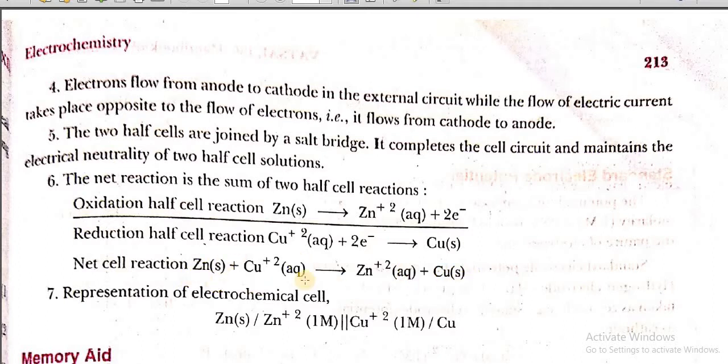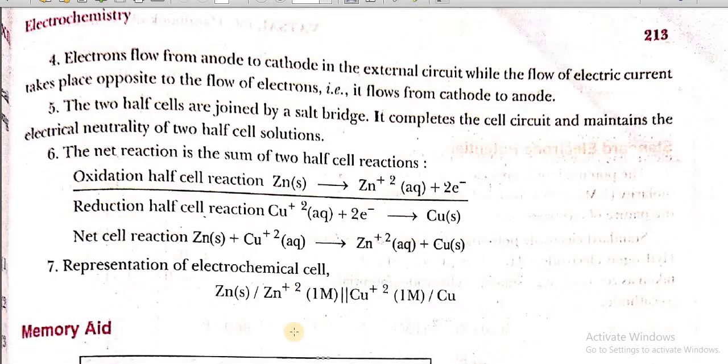Now this overall net reaction we can represent in an electrochemical sense. It is represented this way. On the left hand side, we have seen that the zinc anode is dipped in zinc sulfate solution. So Zn(s) means solid, dipped in zinc sulfate solution, that is 1 molar. And the double line represents the salt bridge. There is a salt bridge between them. And on the right hand side, we have seen that the copper cathode is dipped in copper sulfate solution. So this is a cell representation of a galvanic cell. Any galvanic cell is represented in this way.